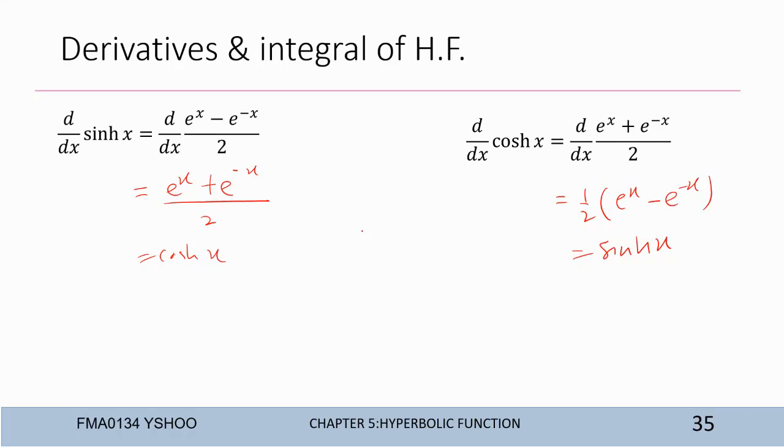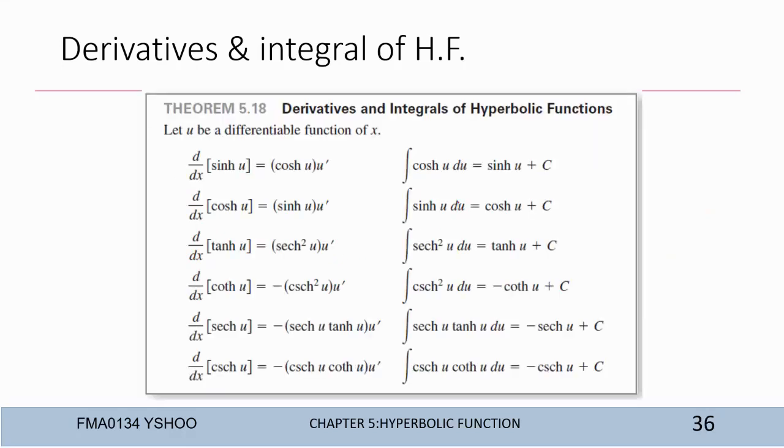Now please don't get confused with the differentiation of our trigonometry functions. In trigonometry, differentiating sine gives cosine, and differentiating cosine becomes a negative sine. But over here, when we differentiate sinh or cosh, we're not going to get a negative. Actually, this is a list of the derivatives and integrals of hyperbolic functions.